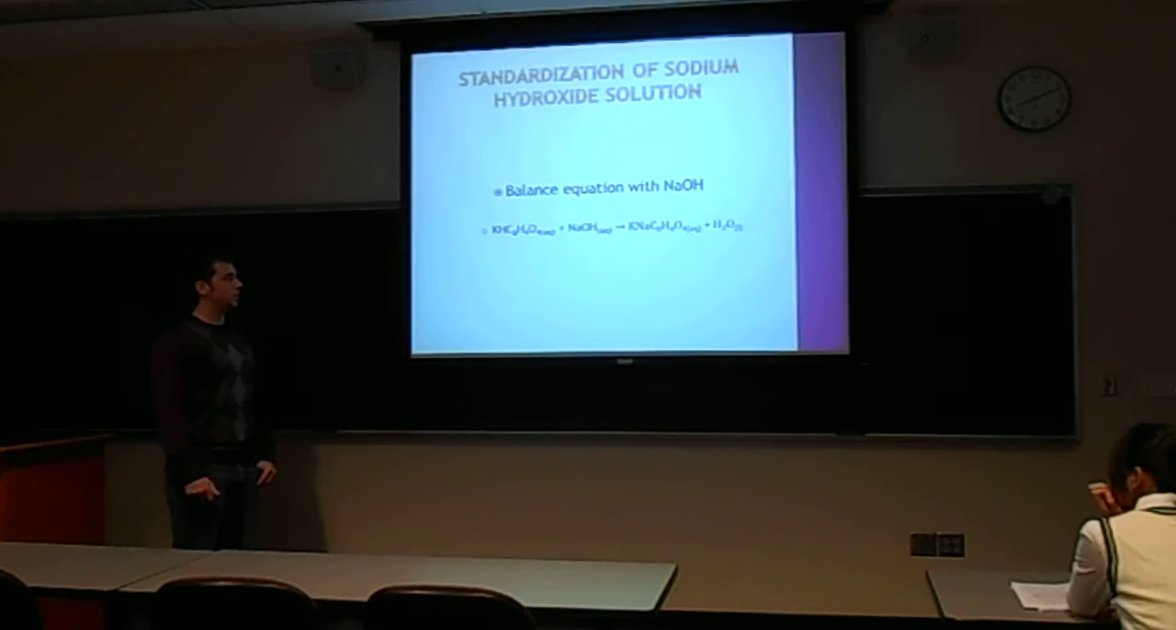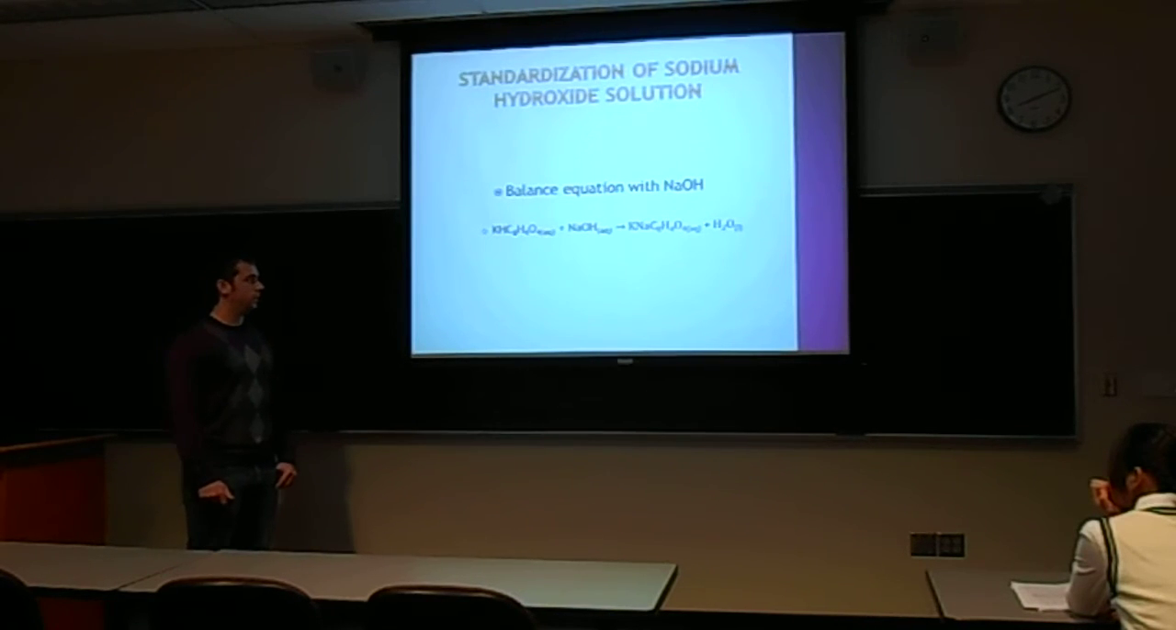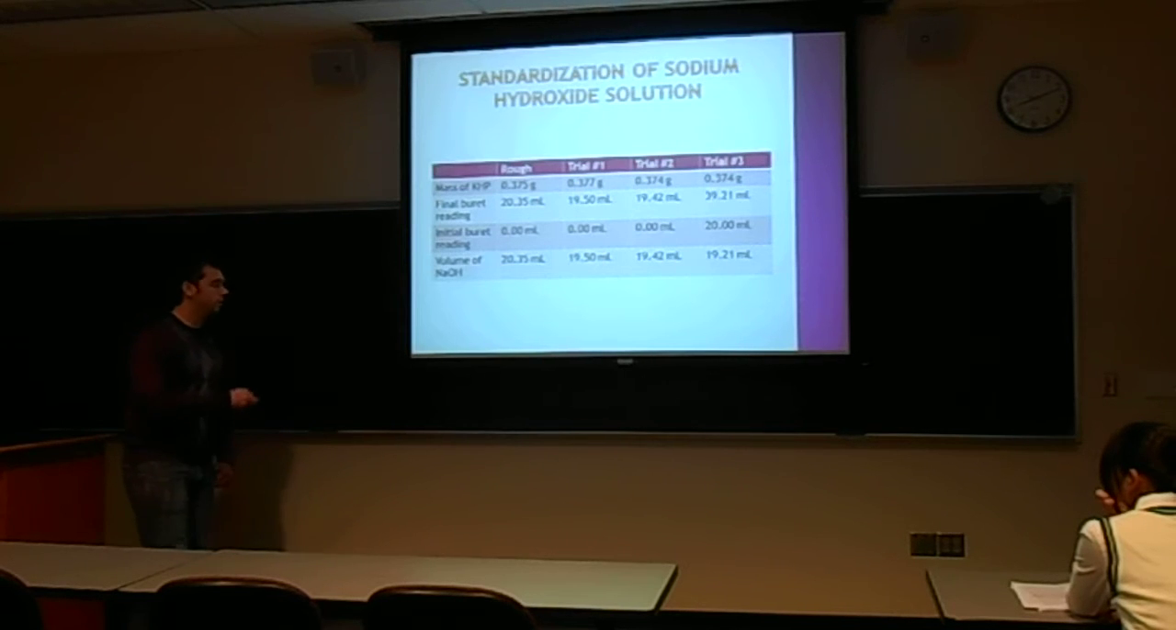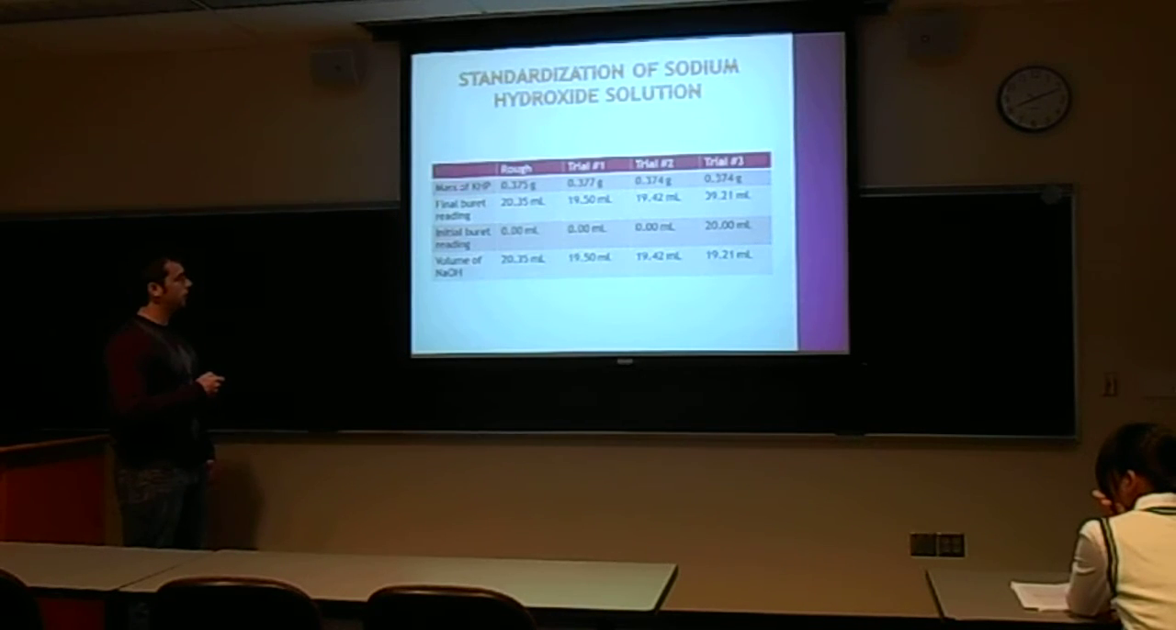The balanced equation with NaOH was KHC8H4O4 plus NaOH yields KNaC8H4O4 plus H2O. To start, we had the mass of the KHP for 3 trials. And we used the burette for titration, and here's the volume that each of them led to.